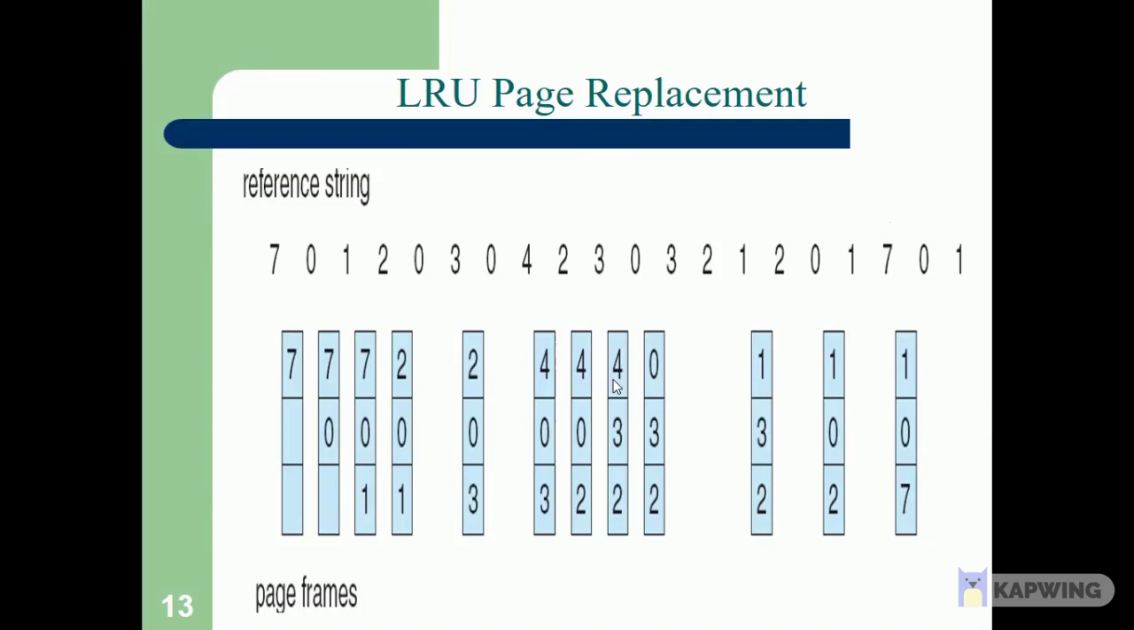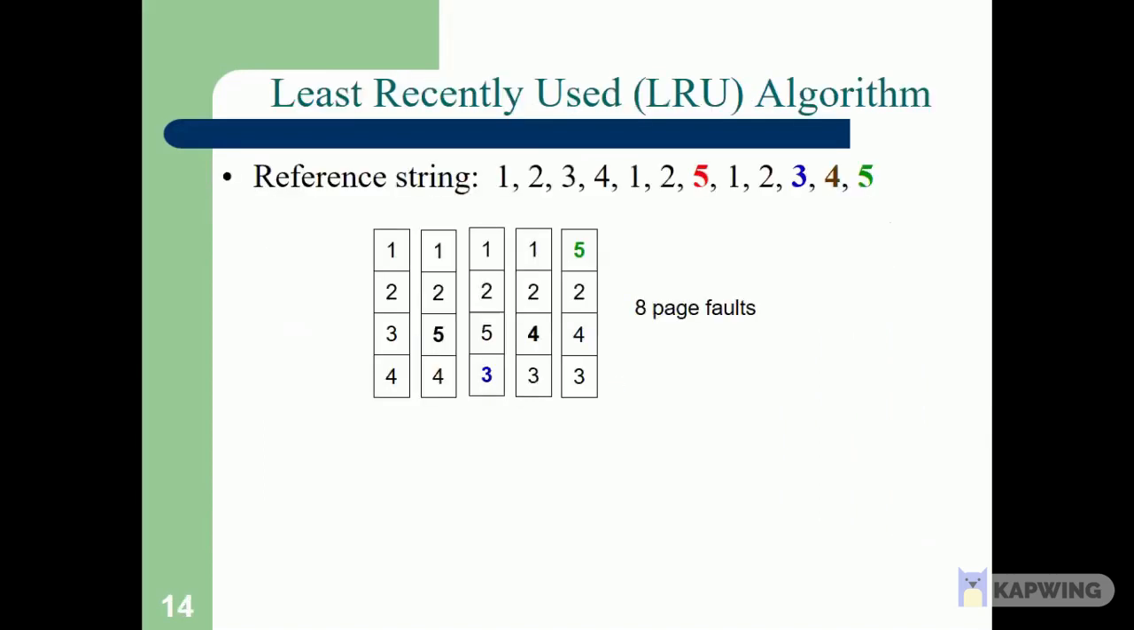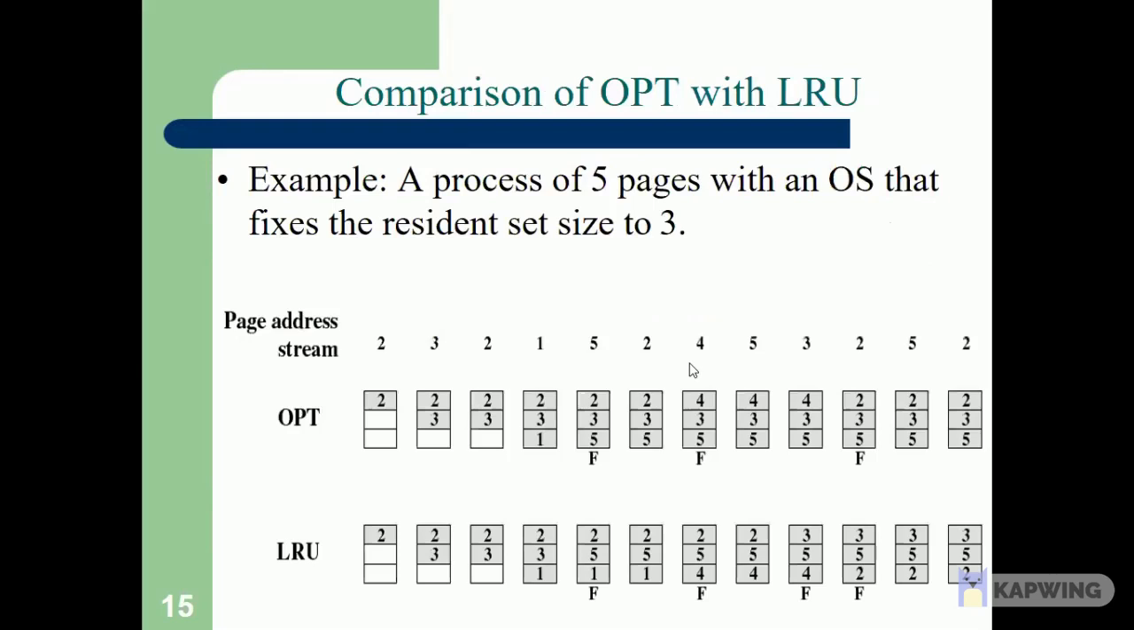Okay. Then again, for the reference string 1, 2, 3, 4, 1, 2, 5, 1, 2, 3, 4, 5, using optimal, the total number of page faults is 8. Then the next point is the comparison of OPT with LRU: a process of 5 pages, where the OS fixes the resident set size to 3. So we are doing a comparison between OPT and LRU.